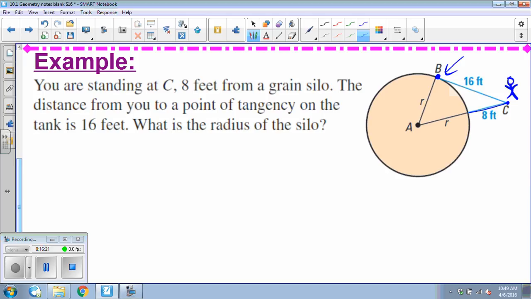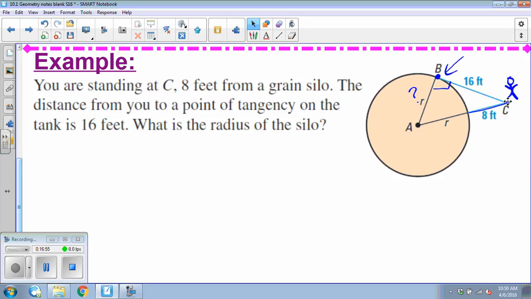So what is the radius? So this is what we have to find. So they're telling us that this is a point of tangency. If B is a point of tangency, then what does angle B have to be? 90 degrees, right? So that means that forms a right triangle. So in order for us to find R, what do we do? Pythagorean theorem. You have to use Pythagorean theorem to solve for R.